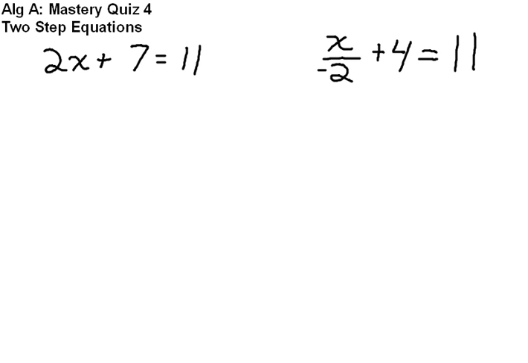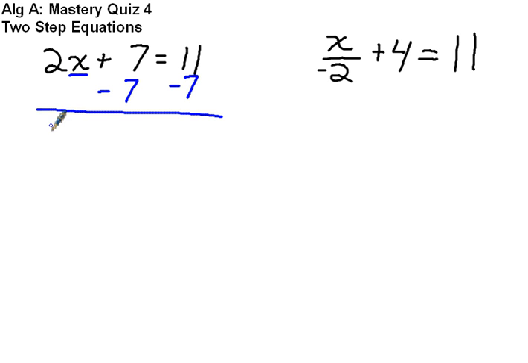So looking at this first one with multiplication in it, my goal is to get this x all by its lonesome. So I've got to first get rid of this plus 7, and then I'm going to get rid of this multiply by 2. So the first step, I've got to do the opposite of plus 7. So that tells me to subtract 7 from both sides of my equation.